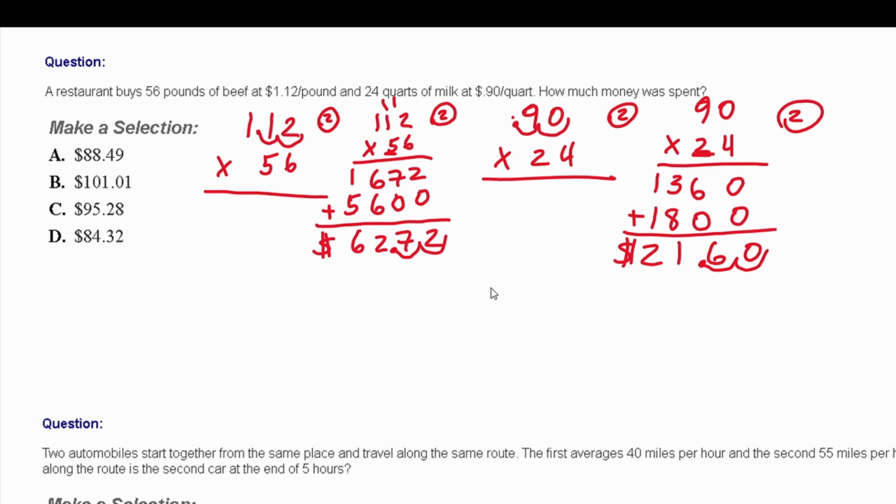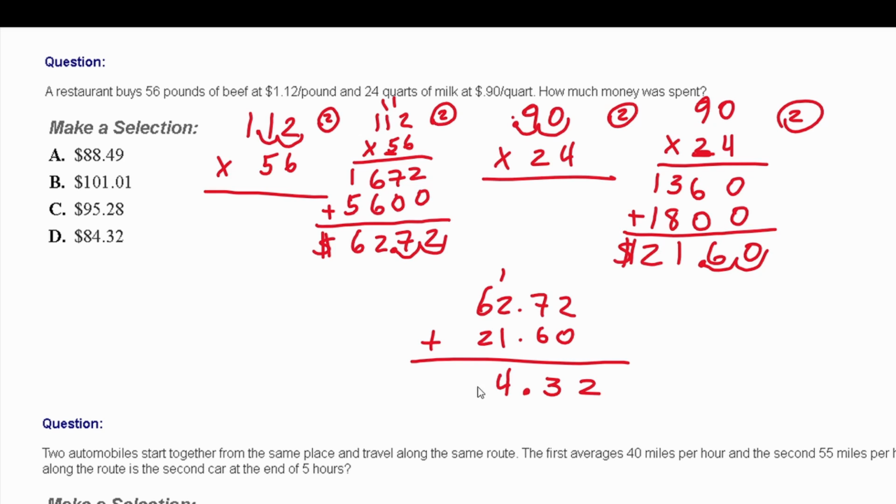So let's go ahead and do that. We have 62.72 plus 21.60. 0 plus 2 is 2. 7 plus 6 is 13. Carry your 1, and this decimal now just drops down in place. 2 plus 1 is 3, plus 1 is 4. And then 6 plus 2 is 8. So in total, the restaurant spent $84.32 on the beef as well as the milk. Okay?